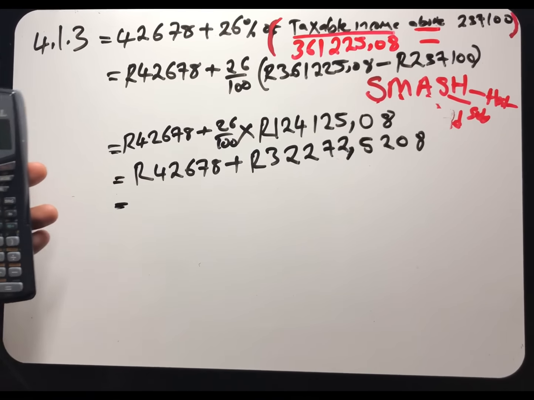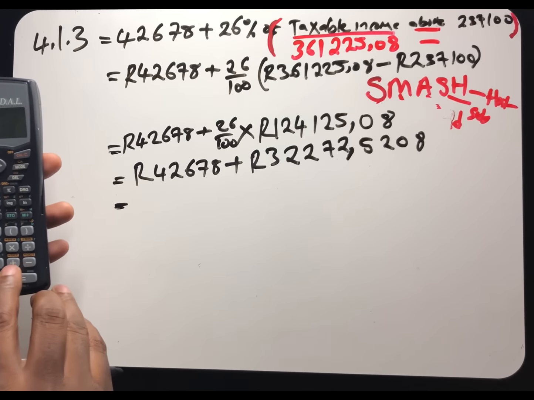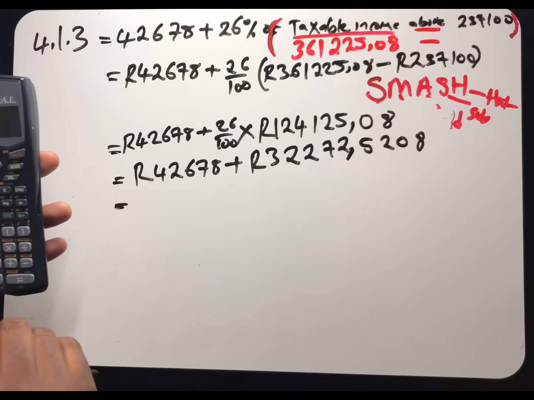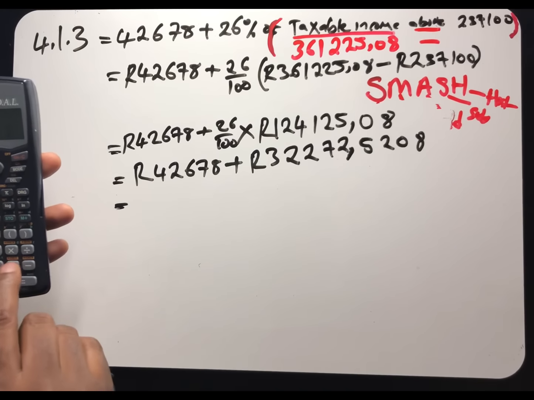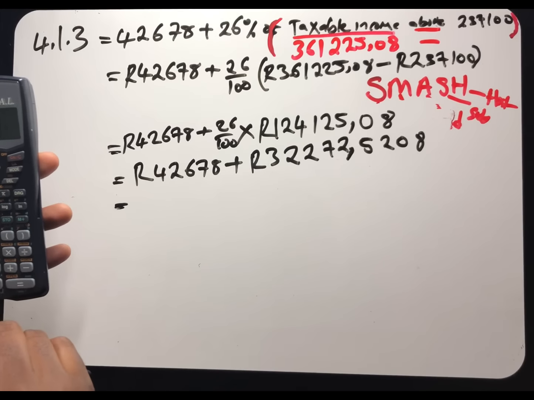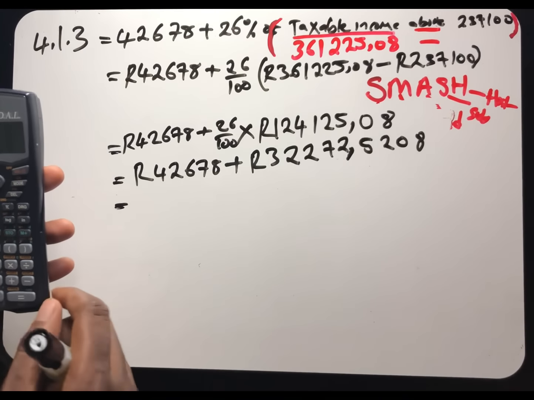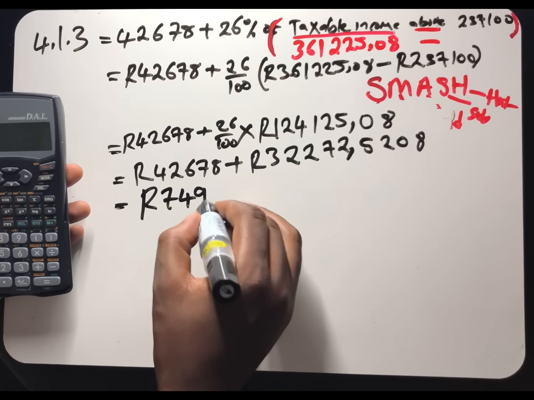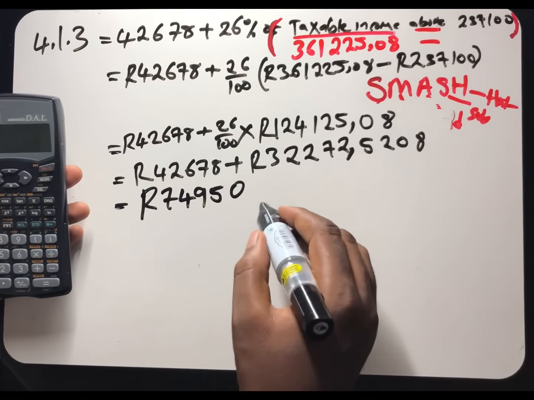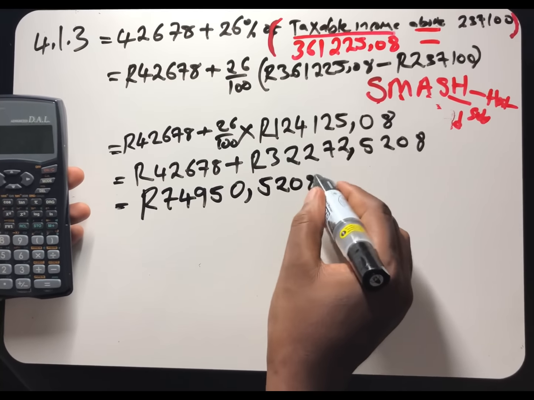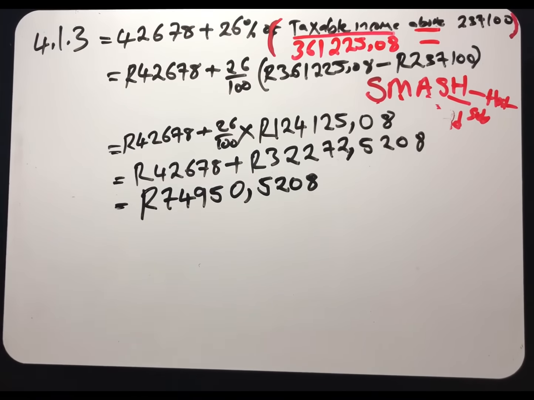The next step, addition. We just have to add the two: 42,678 plus 32,272 and 5208. Our answer here, after adding, we find 74,950 rands and 5208. So this person is supposed to be paying this amount for tax.